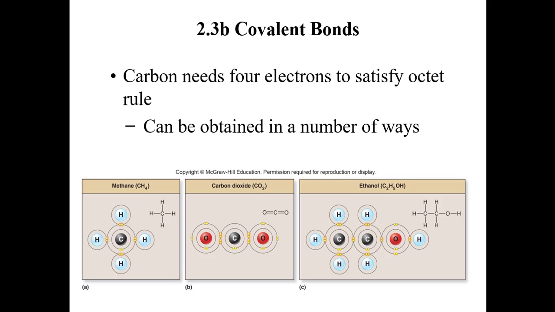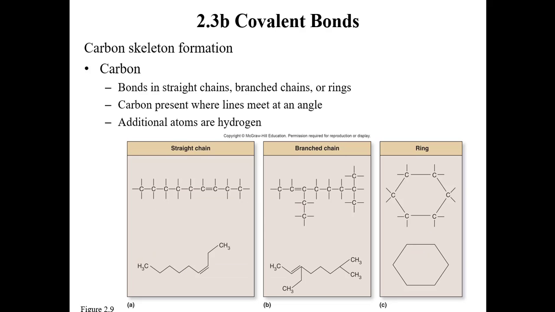Okay. So again, covalent bonds are shared electrons. Okay, now this is important. When it comes to a carbon skeleton, we have a straight chain, a branch, or a ring. Now, why does that matter?